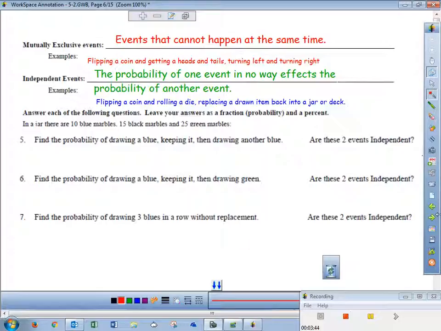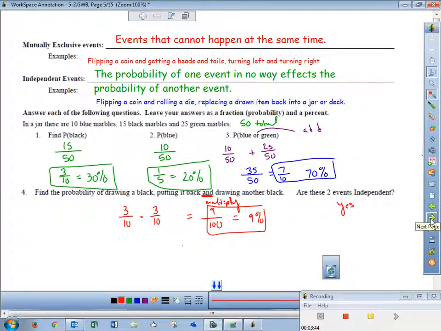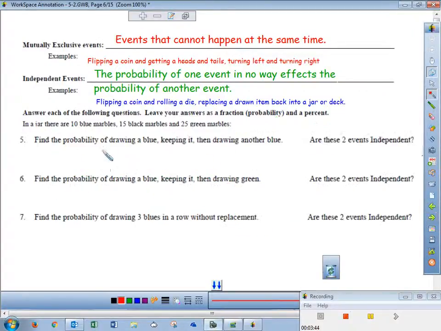So find the probability of drawing a blue, keeping it, and then drawing another blue. So probability of a blue again, that was 1/5, right? So 1/5. But now we kept it, so we've got to multiply because it's an "and" statement. But now there's only 49 marbles left. And we drew a blue, and there was originally 10 blues, so now there's only 9 blues left. That's called not replacing it. So now we need to multiply those together.